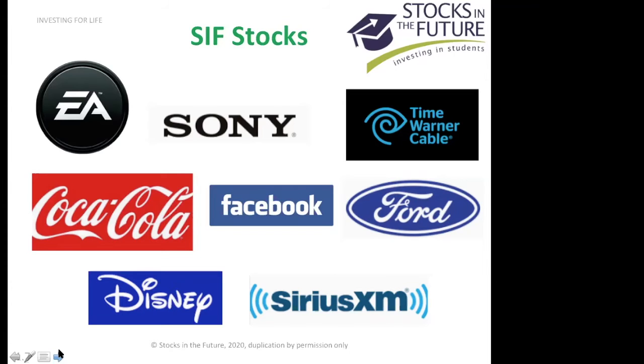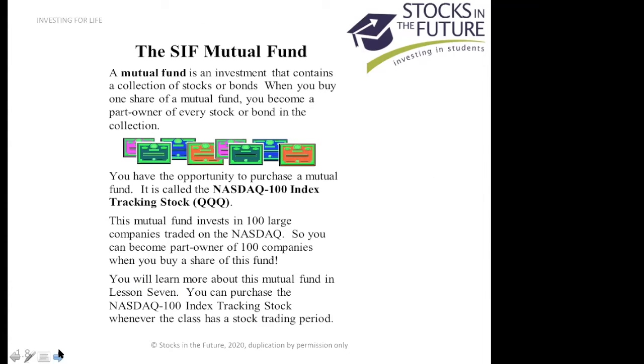All right, going on to slide number 12. Let's review what stocks are available to invest in while you're in the Stocks in the Future program. Many of you maybe have already invested in these companies. So the Stocks in the Future companies are Electronic Arts, Sony, Time Warner, Coca-Cola, Facebook, Ford, Disney, Sirius Satellite Radio, Southwest Airlines, and Under Armour. Let's go on to talk about mutual funds.